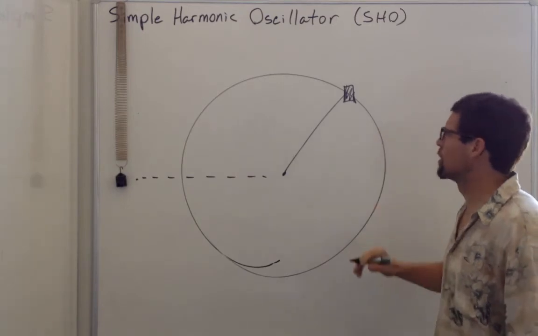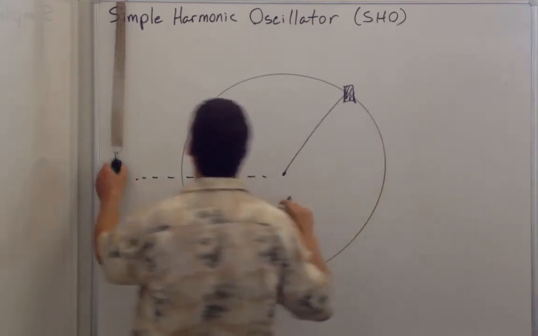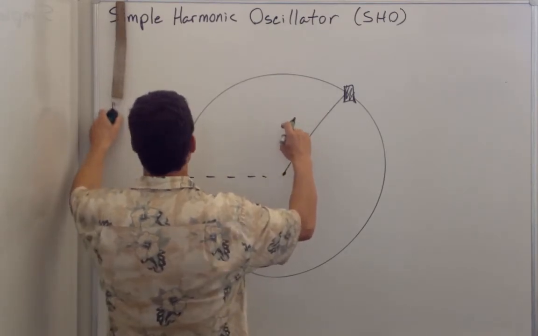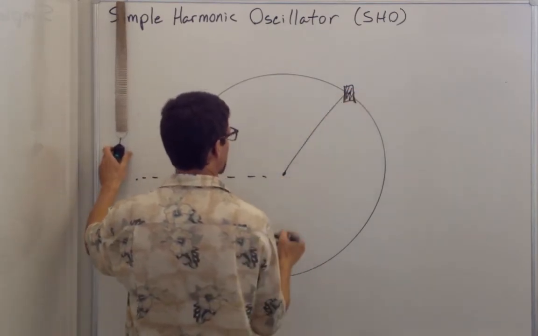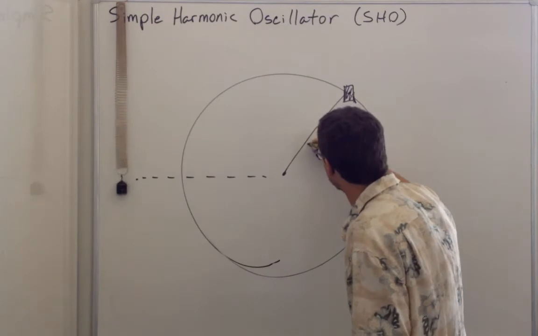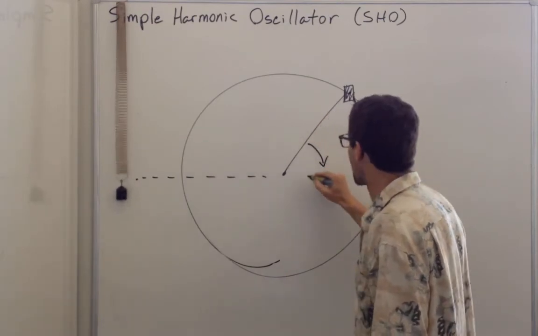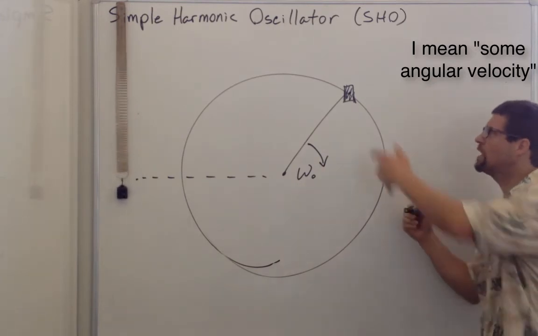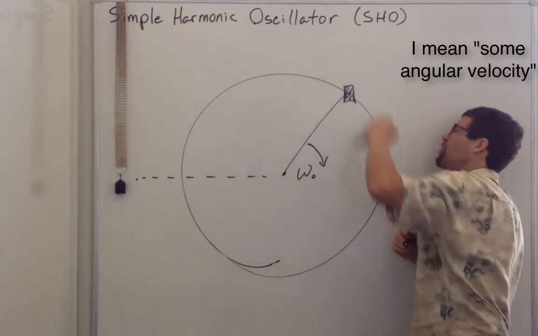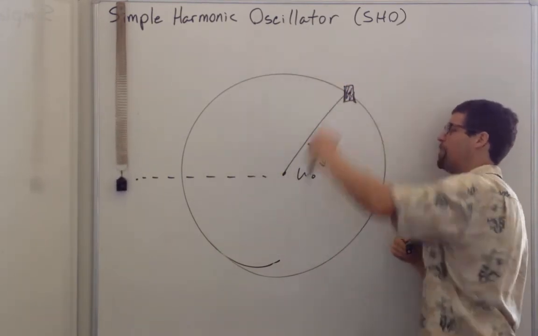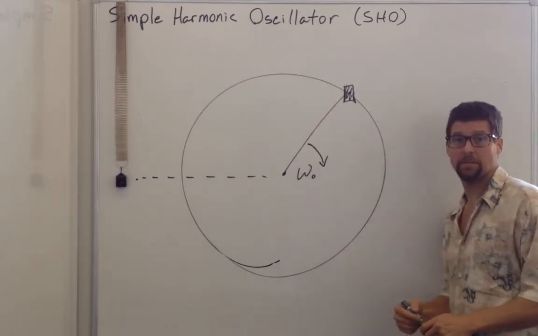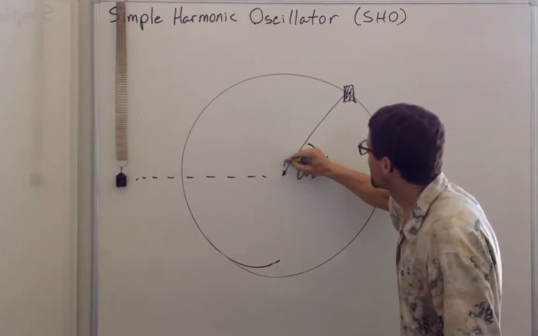And so let's take a look. If we are oscillating at this amplitude, at some point, let's say the mass is right here, and let's say this is moving in this direction at some speed, omega naught. And so this is going around, but we just see it going up and down because we're looking at it from the side.